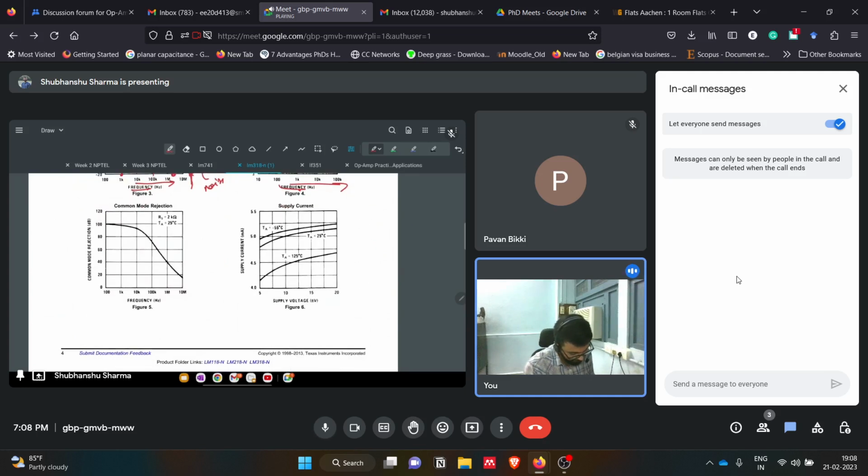Then we have, and this is very important, common mode rejection. There is a trade-off. If we want to go for higher frequency applications, this CMRR will be poor. The rejection ratio will be poor. If we are working at 100k, it is only 70 dB in comparison to 1k, which is almost 90 to 100 dB.